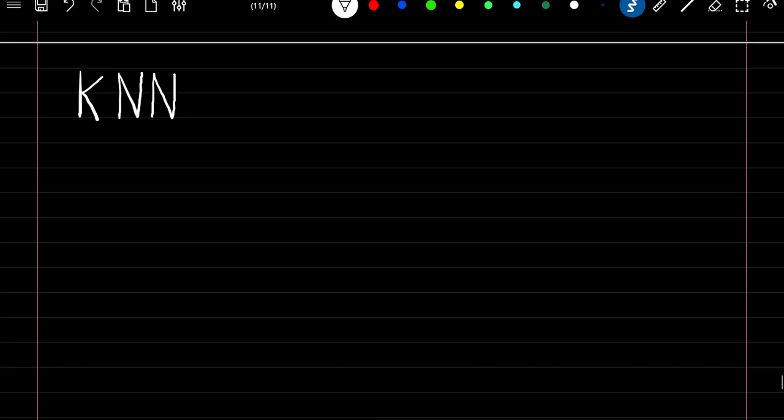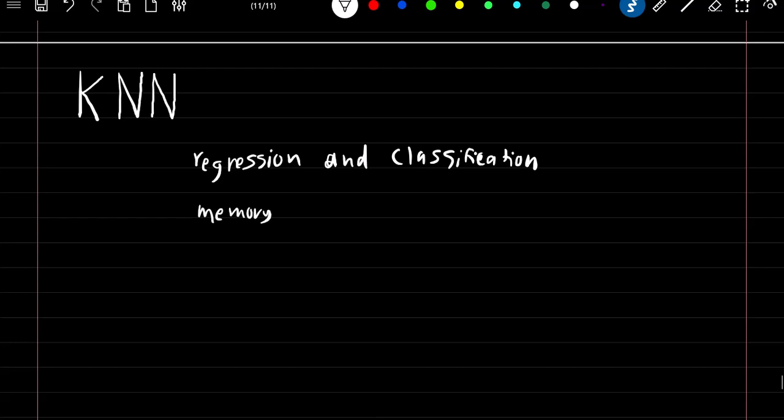So that wraps up linear regression. Now we're going to cover KNN real quick. KNN can be used for both regression and classification. KNN doesn't build a model at all. It's a memory-based approach. So it's going to choose the closest observations when you try to make a prediction based off Euclidean distance.